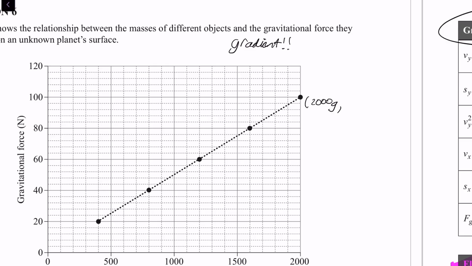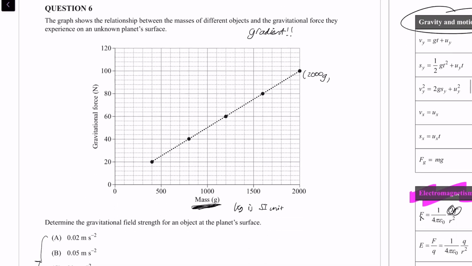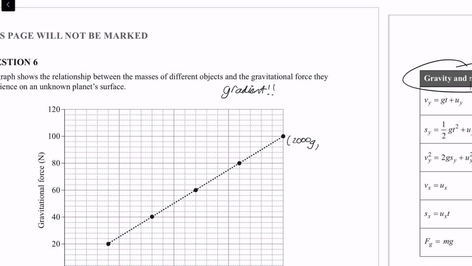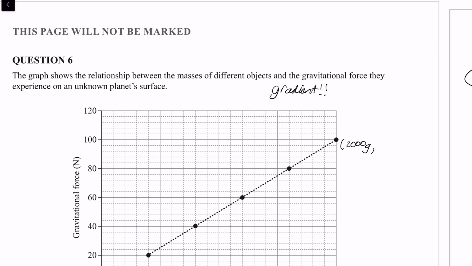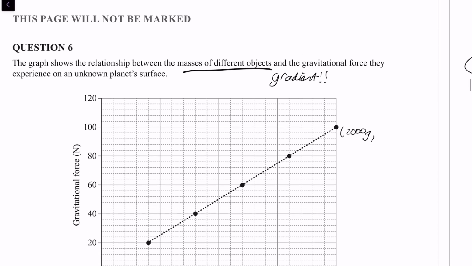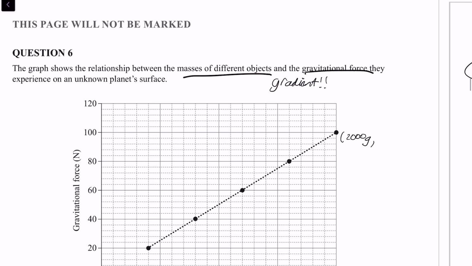You can still copy the numbers, just make sure you write the units so you know what you're working with. Okay, so I'll just read this part of the question. The graph shows a relationship between the masses of different objects and the gravitational force they experience on an unknown planet's surface. Right, so we have the masses of different objects, which is on the x-axis, and the gravitational force they experience on an unknown planet's surface.